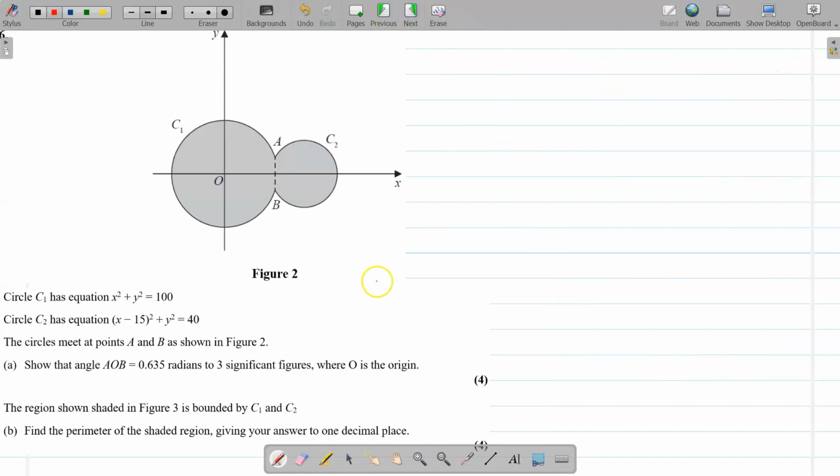Question 6. Okay, so here we have two circles, C1 and C2. We've got their equations. We can see that they overlap here, and we're to work out ultimately the perimeter of this shape. Now before we do that, we've got to show that this angle AOB is equal to this value here. So I'm just going to draw in that angle AOB.